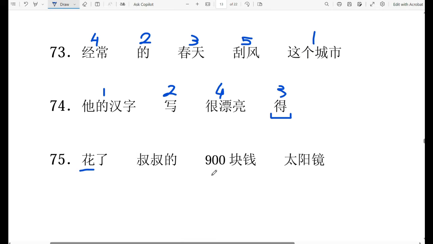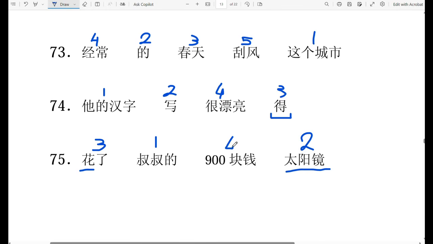Then we have 900块钱, so 900 yuan, so a price of something. And then we have 太阳镜. 太阳 means sun or sunshine. Jing is the second syllable of the word 眼镜, which means glasses, so sunglasses. Even if you didn't know this word or these characters, you would know that this last item has to be paired with 叔叔的, because 花了 is a verb, 900 yuan is not a noun, and so we necessarily have to write 叔叔的太阳镜. So 叔叔的太阳镜. 花了, because we need a verb after the subject.